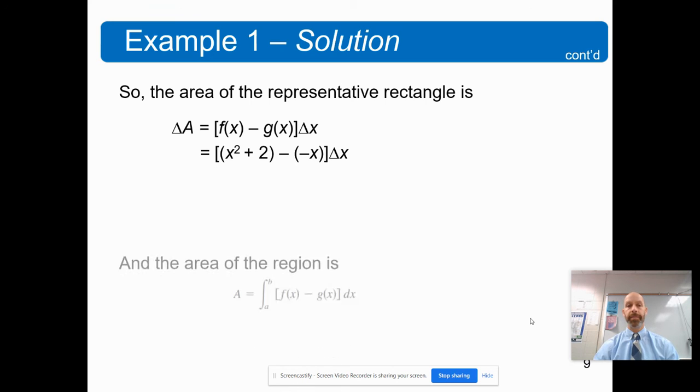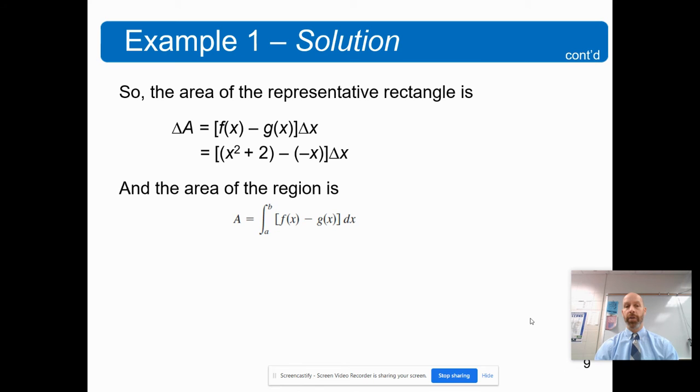We can now use our formula for the area of a region, which is the integral from a to b of f of x minus g of x. And now we just plug in our change in A, or delta A. We're going from 0 to 1. We can clean that up by just using the distributive property here and then integrating. So we would have x squared plus x plus 2, and then, of course, when you integrate that, you're going to get x to the third over 3 plus x squared plus 2x.